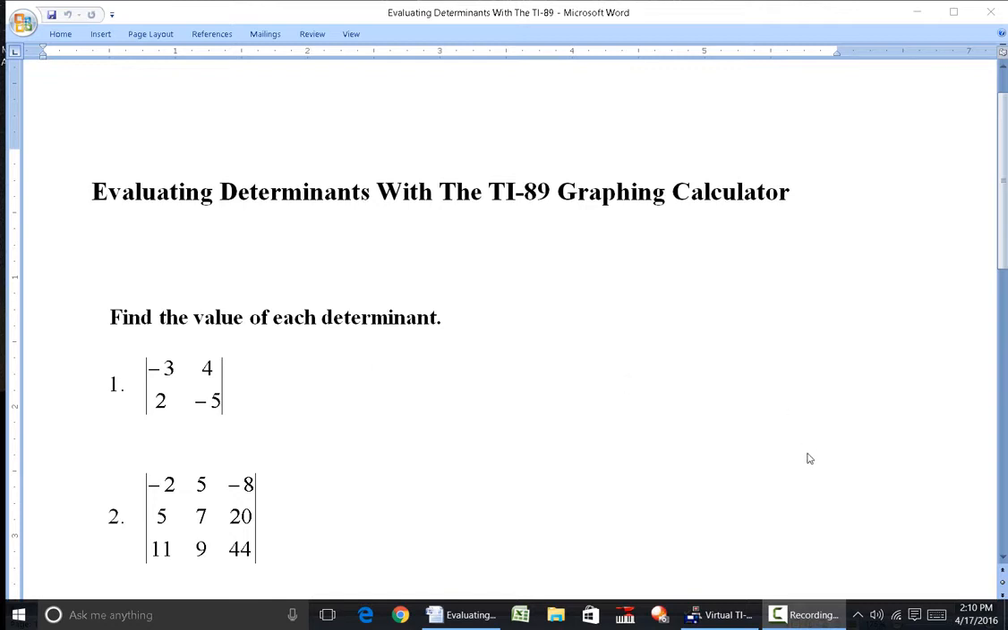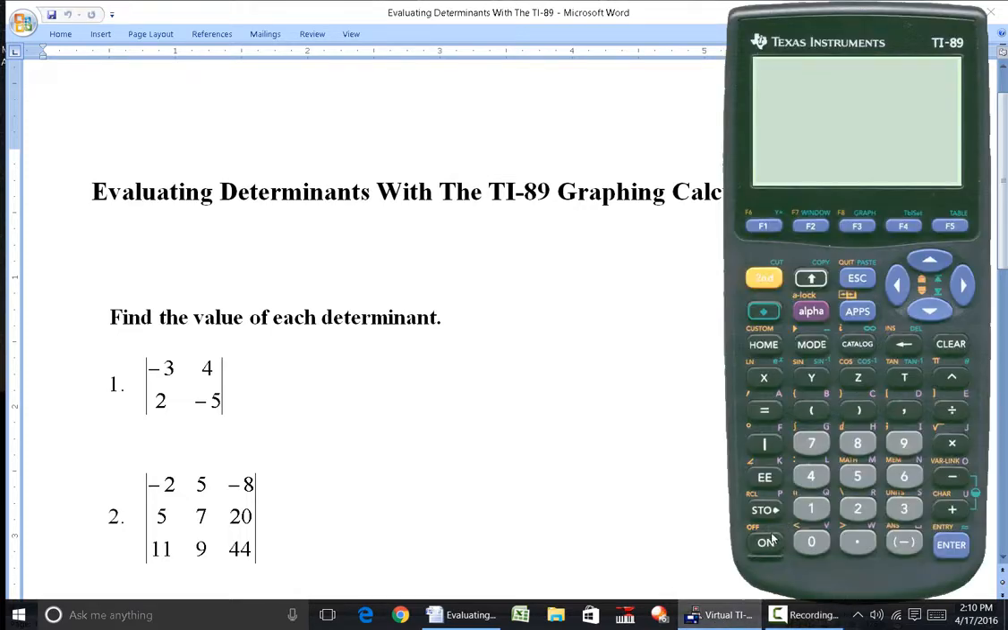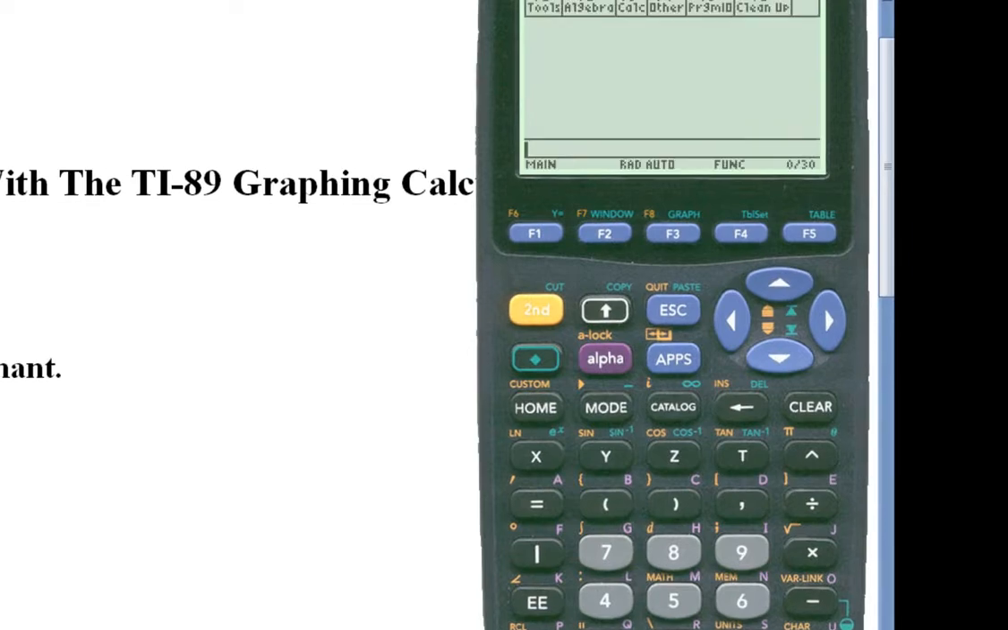Okay, so let's look at where you can find the determinant here. Find the value of each determinant. So I have a calculator here. I turn it on. And again, keep in mind that you can only evaluate the determinant of square matrices. So every determinant will have an n by n dimension. So the number of rows and columns will be the same. So here, the first one's a 2 by 2.